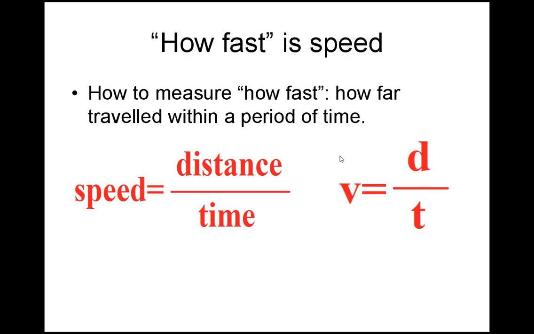Then we come back to the topic, that is how fast is the speed. How do we measure how fast? Jacob, go ahead. How do you measure how fast? Okay, perfect. That's right. So we are going to measure how far an object traveled within an amount of time or a period of time. So speed equals distance over time, or v equals d over t.